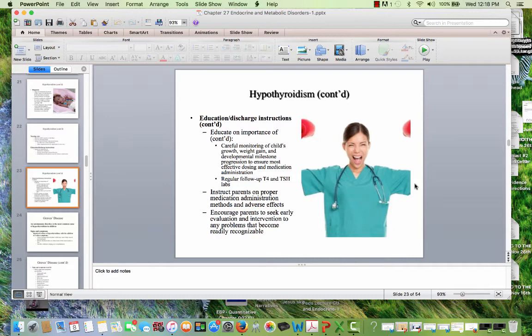As I said, careful monitoring of the child's growth, weight, and development is needed. That includes developmental milestones and weight. Instruct the parents that during their regular follow-ups, they are going to draw labs for T4 and TSH. Instruct the parents on proper medication administration, as I just went over, and encourage them to seek early evaluation and intervention. That's just to curtail any future issues, especially if it's been diagnosed in an infant. If they notice anything different, we make sure we're getting them on the right pathway so that there wouldn't be any additional cognitive delays or growth and development delays.